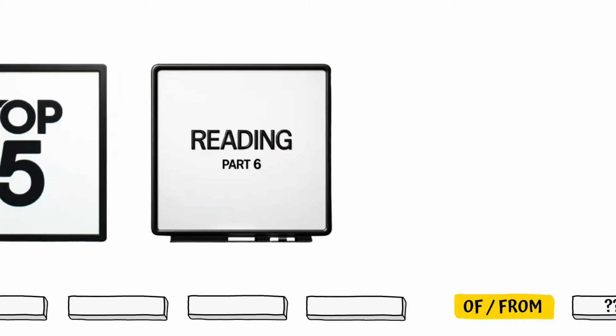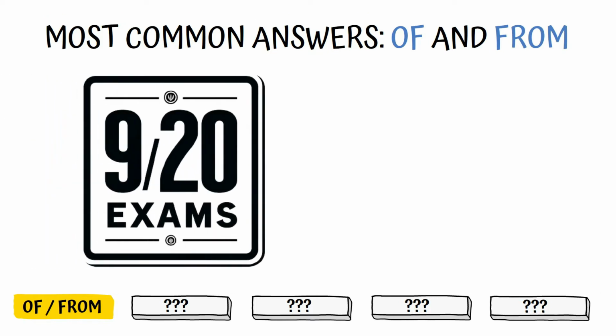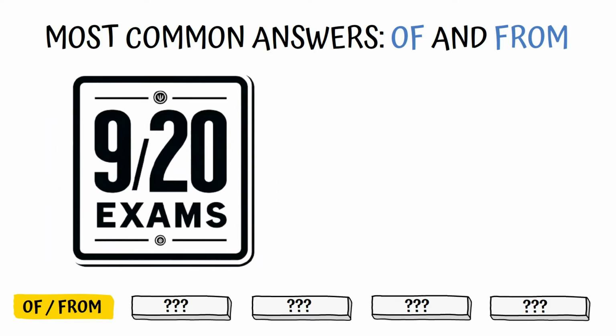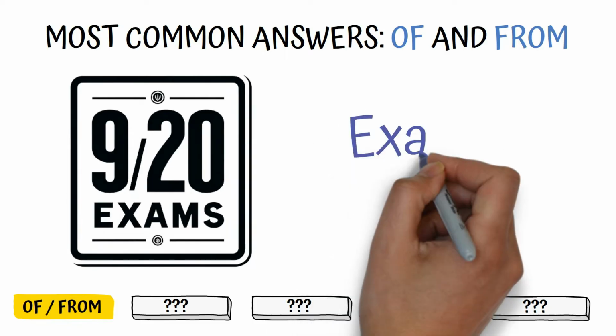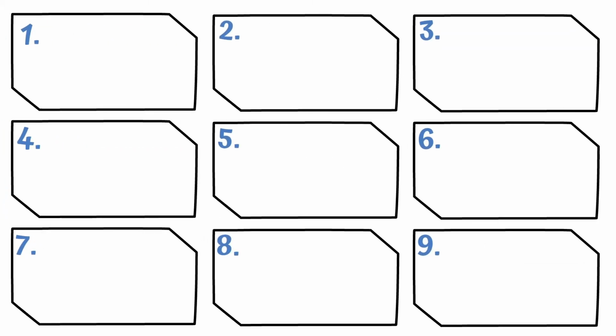Some of the most frequent answers that appeared in Reading Part 6 were of and from. To my surprise, of and from appeared in 9 out of 20 exams. Let's take a look at some examples with of and from in exam activities. Please pause the video after each question and try to complete the activity.